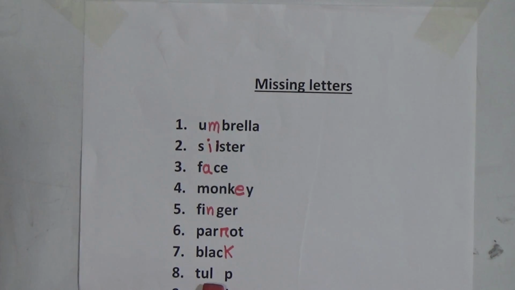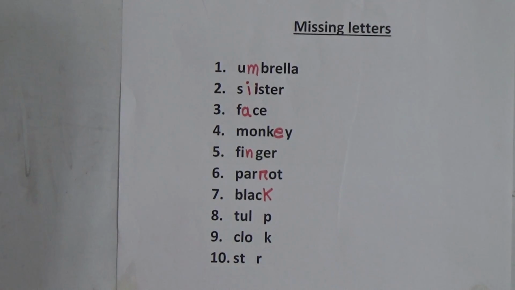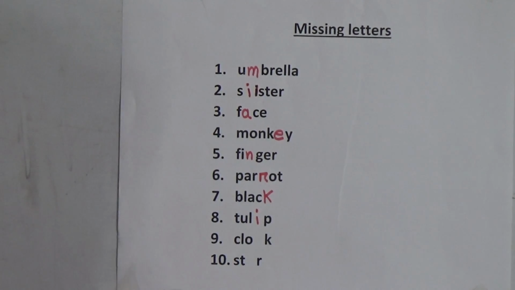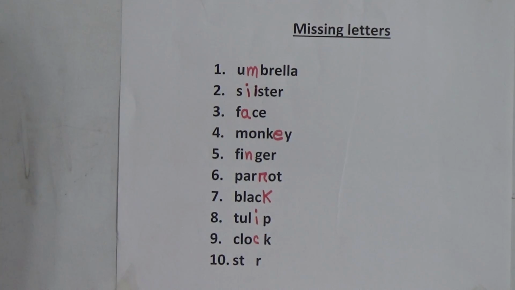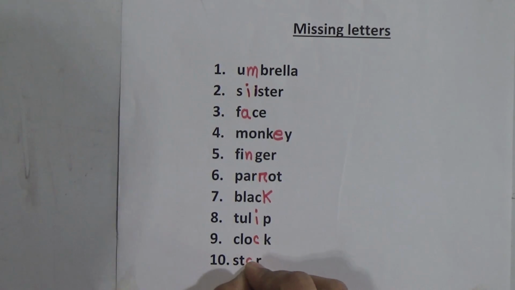Number 8, TUL dash P. Yes, what is the answer? Yes, I, tulip. TULIP, tulip. Number 9, CLO dash K. What will be the word here? C, clock. CLOCK, clock. Number 10 is ST dash R. A, yes, the answer is A, star.